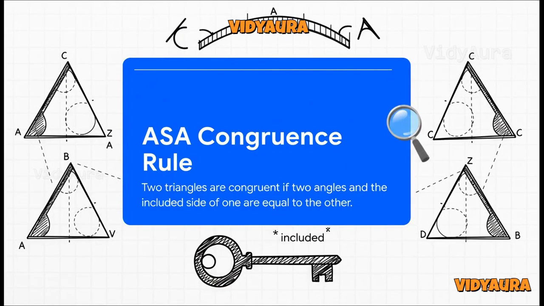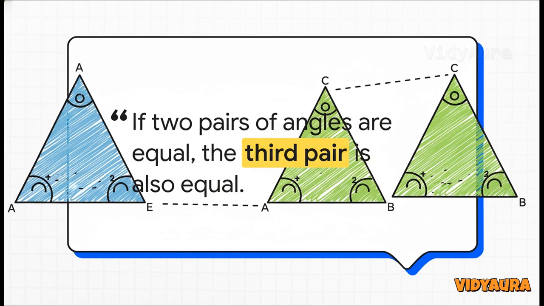ASA. And yep, you guessed it, that word included is back again, and it's just as important. For the ASA rule to work, the side we know about has to be the one directly connecting the two angles. It's like having two angles and the bridge that runs between them. But here's where things get really, really clever. Just remember this simple fact.